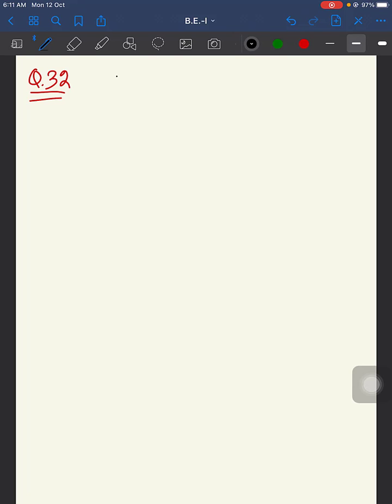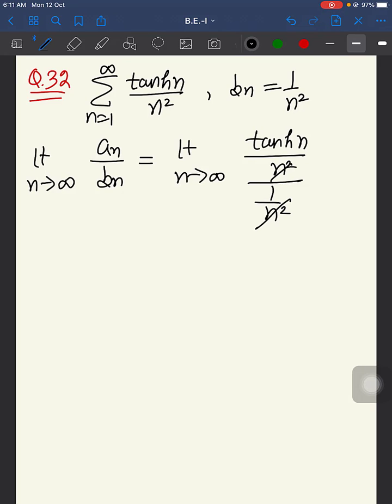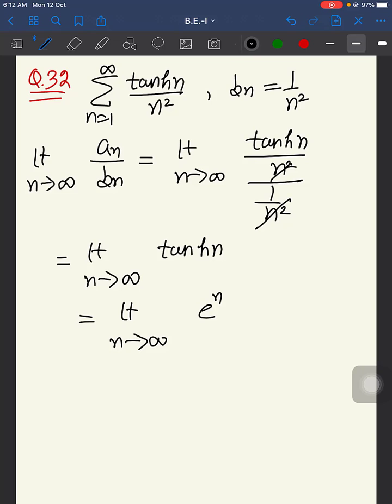So this is summation n runs from 1 to infinity, tangent hyperbolic n by n square. So you want to discuss whether it is convergent or divergent. So you know that n square is already over there, so let's choose bn to be 1 by n square. So now all you need to find out is limit n tends to infinity an upon bn, which is limit n tends to infinity tangent hyperbolic n upon n square by 1 by n square. So this will be cancelled. So limit n tends to infinity tangent hyperbolic n, which you know can be written as e raised to n minus e raised to minus n upon e raised to n plus e raised to minus n, right? This is the expression for the tangent hyperbolic n.